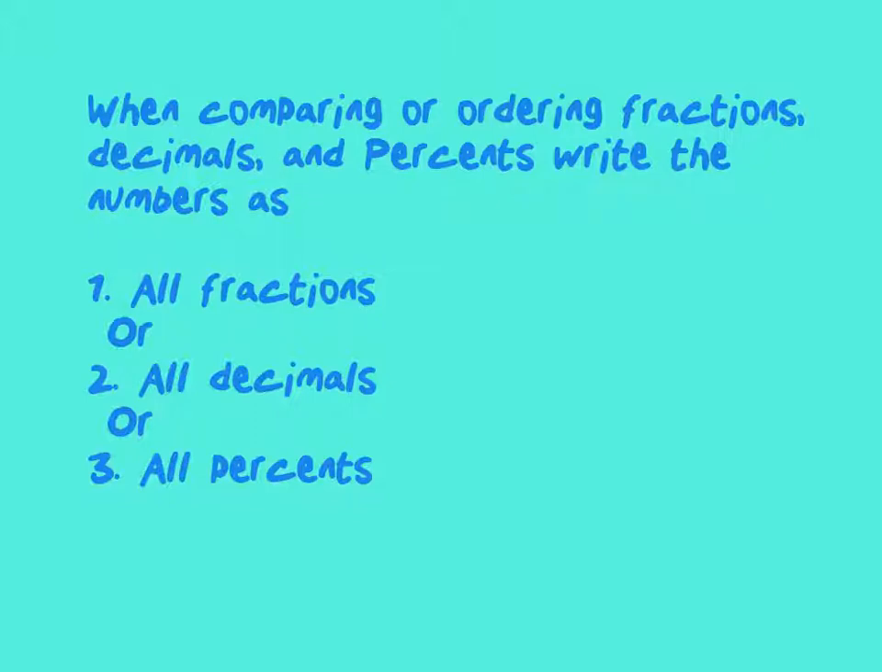So to do that, when we're comparing, you have three different options. Your first option is you could choose to put them all into fractions. You could choose to put them all into decimals, or you could choose to put them all as percents. It doesn't matter which one you choose. You could choose your preferred method, the one you like to do best or the one you know how to do the best. As long as you put all of the numbers that you're given into the same form, you'll get the right answer.